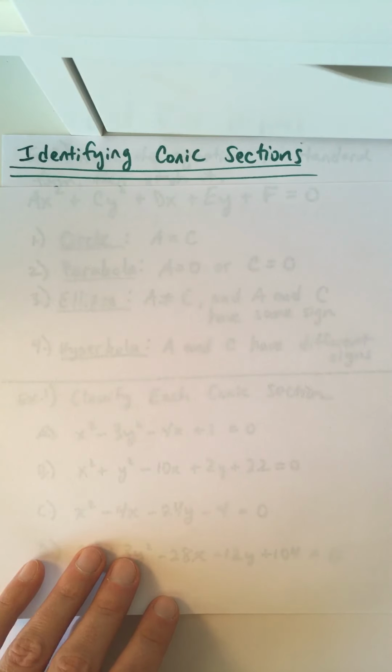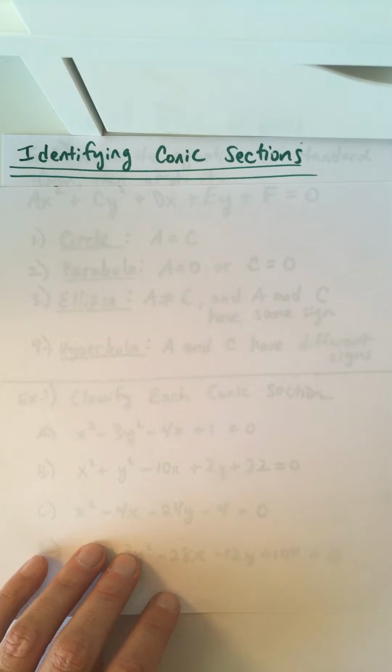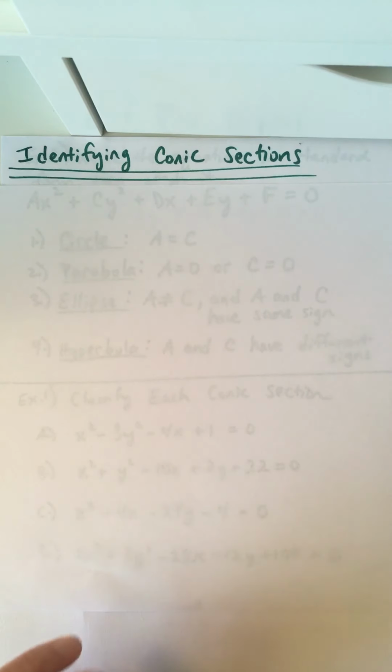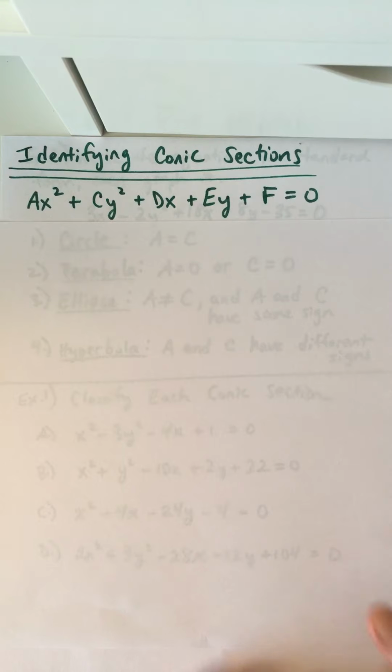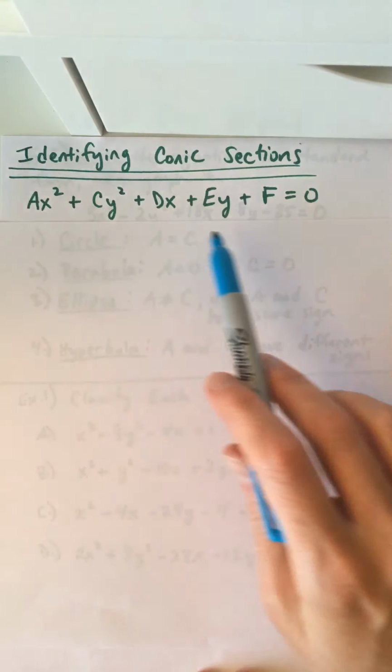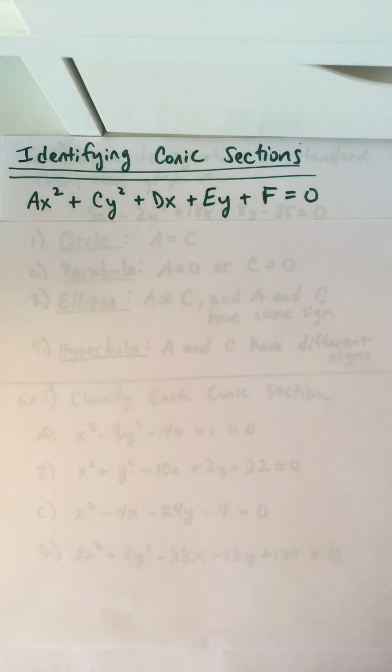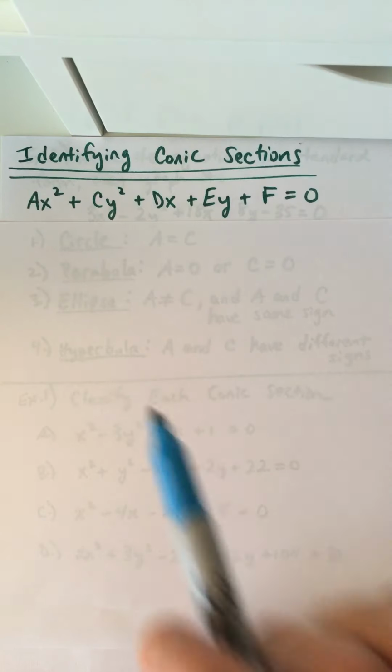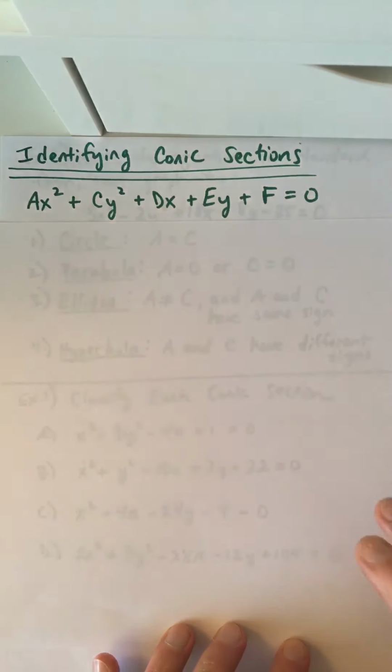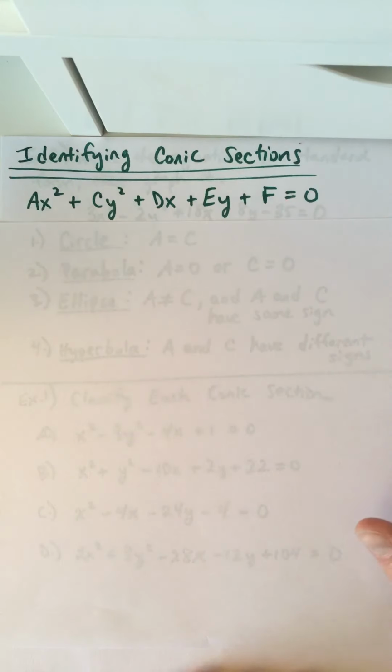Hey everybody, today's lesson is on identifying conic sections. At this point we have covered all four conic sections: circles, ellipses, hyperbolas, and parabolas, and today we're going to be putting it all together. We can use this as a general form of a conic section, and general form means it could be any of the conic sections when it's written this way.